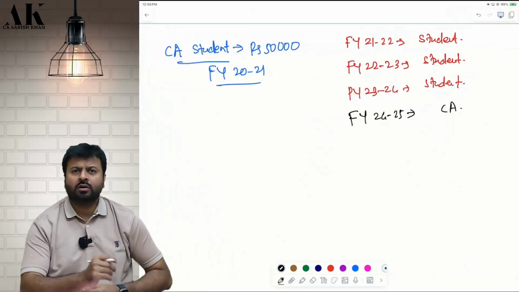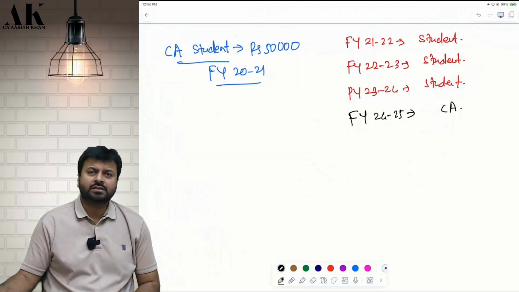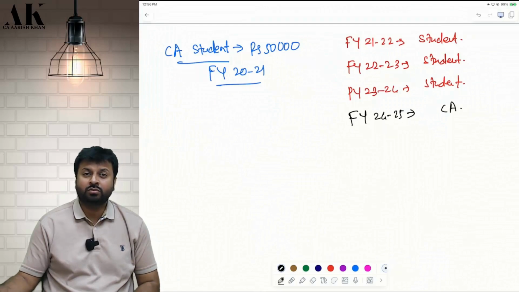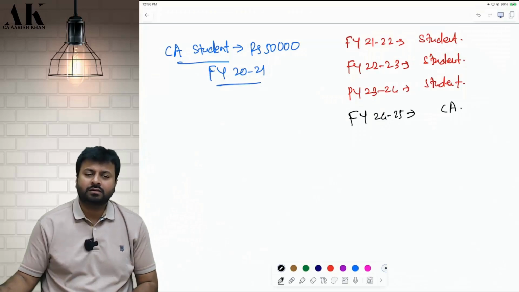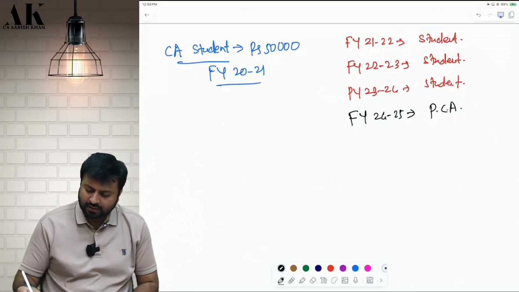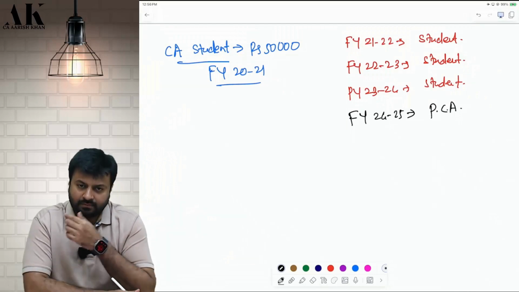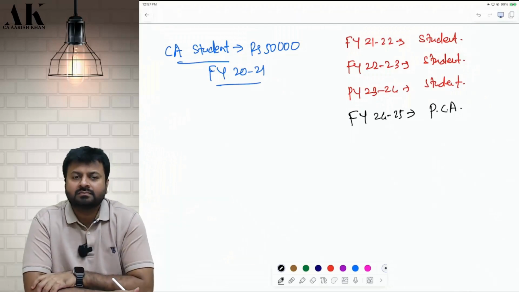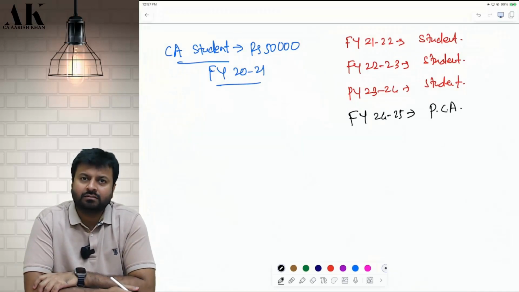Will you go for a job? Will you practice? Will you go abroad? Will you do some business, startup? What will you do? You have achieved your goal of becoming a chartered accountant. He said that I will become a practicing chartered accountant. I want to open my own office. Okay, well and good.